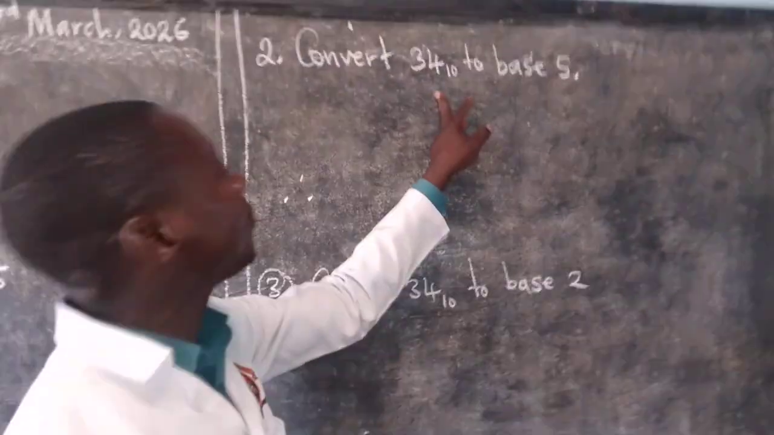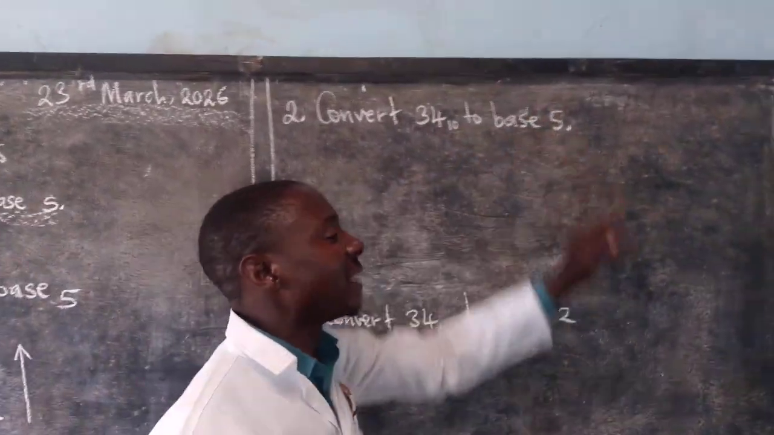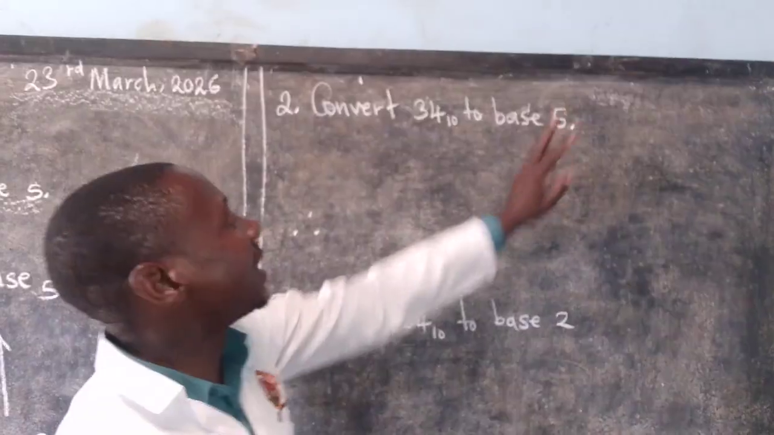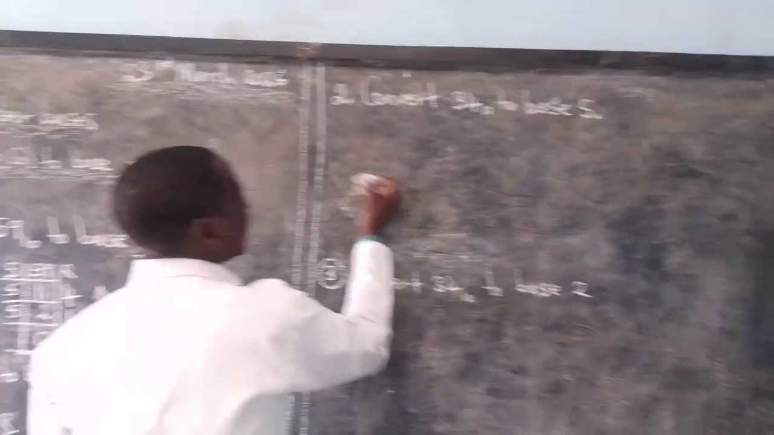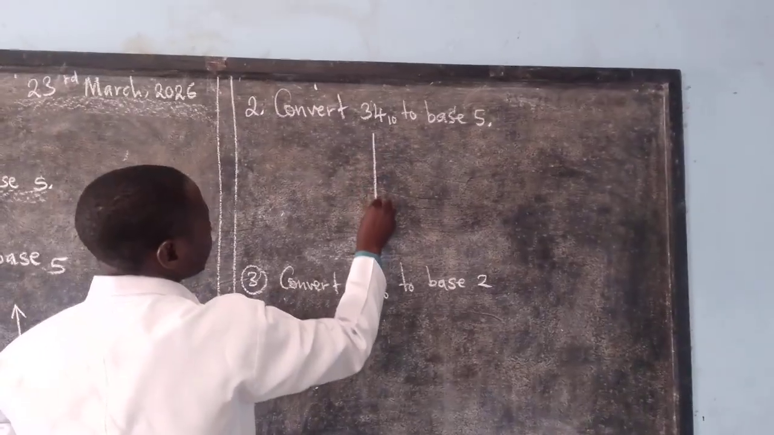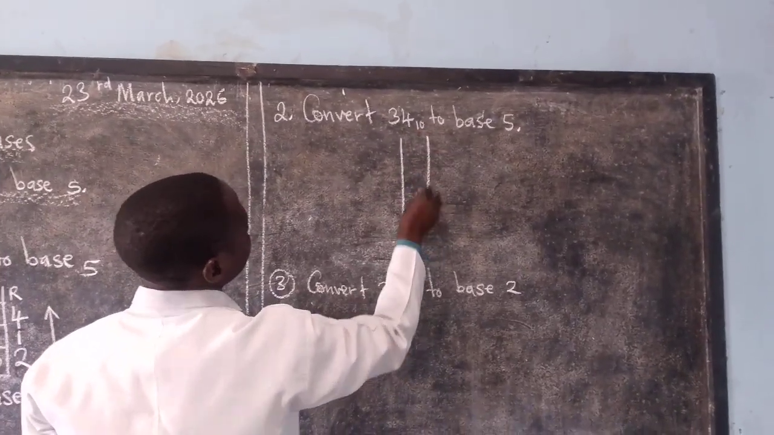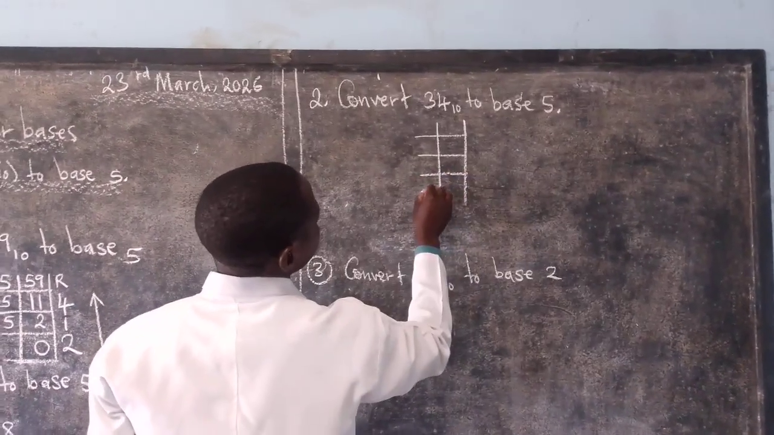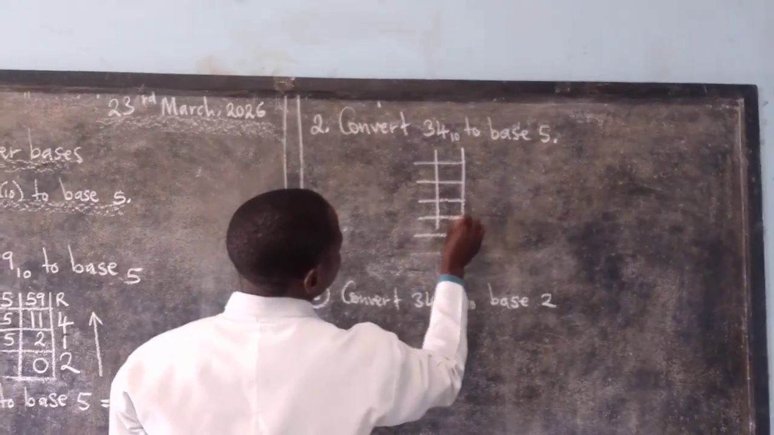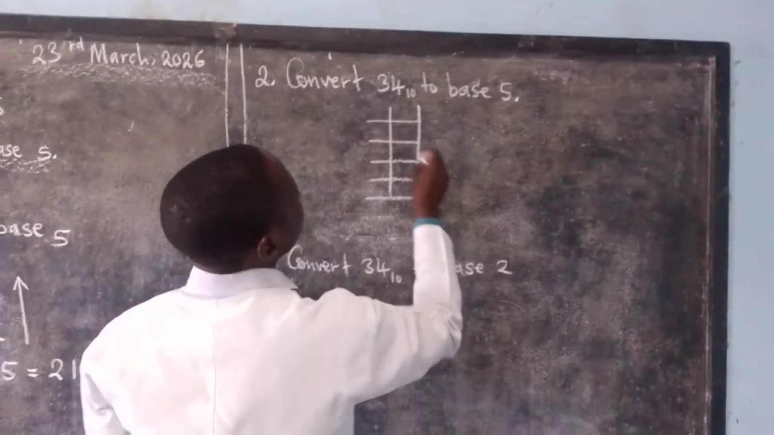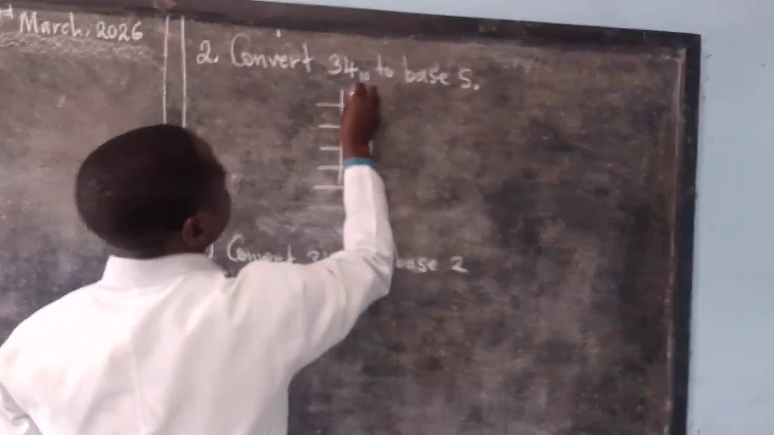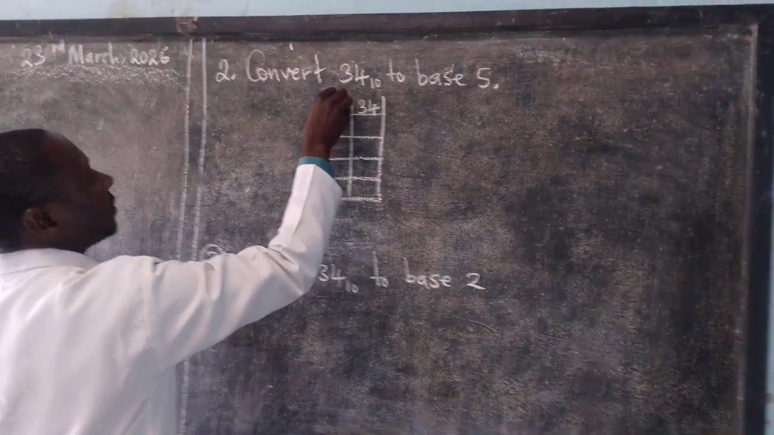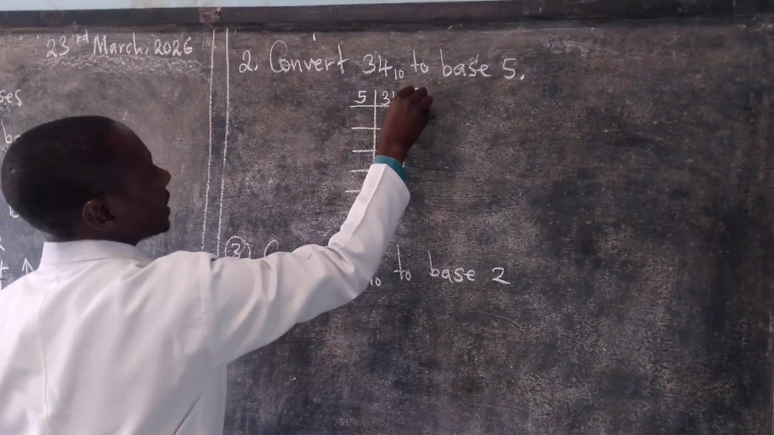Convert 34, which is in base 10, to a base 5 number. Same applies. We are going to use the same formula. Draw a line. Draw another line. We can even put another one here. Which one is the big number between 34 and 5? 34. Write 34 there. Put 5 here. The remainder outside.